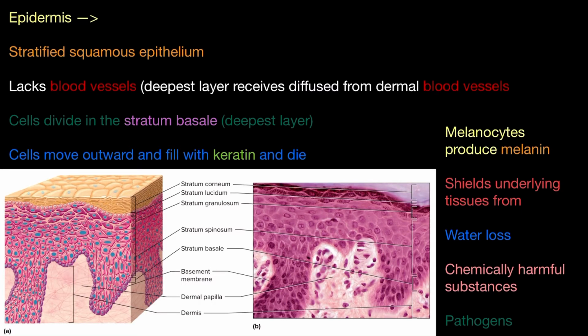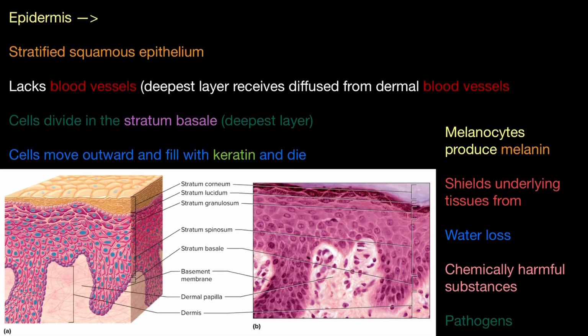Now the cells in the stratum basale divide. The stratum basale is the deepest layer, is this one right here, as you can see, these cells. And then cells that are new are going to move toward the outside. They move outward, and then they fill with keratin, and they die as they move outward. So this outside layer, which is the stratum corneum, is made up of dead cells.